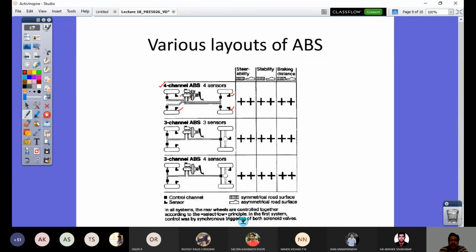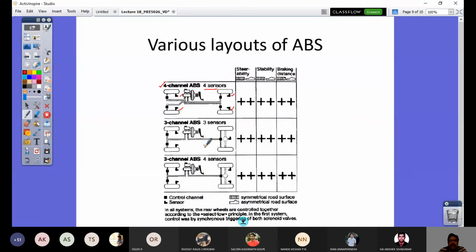Similarly, you can have 3 channels and 3 sensors. 3 channels means I would have independent control of the 2 front wheels, and 1 channel and 1 sensor combined looking at the speeds of the rear wheels. So 1 sensor is put at the differential so that it would take an average speed of both, and then accordingly it would act. So the ECU of your ABS would give instructions to the modulator in order to work on the tire cylinder pressure from the master cylinder pressure during braking.